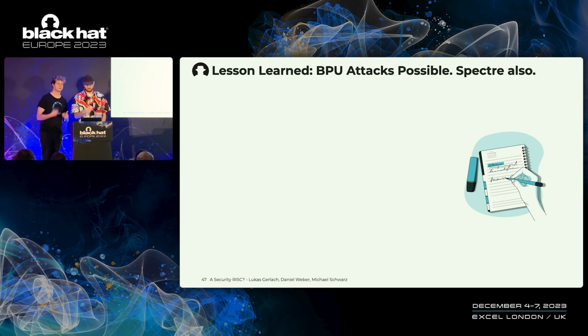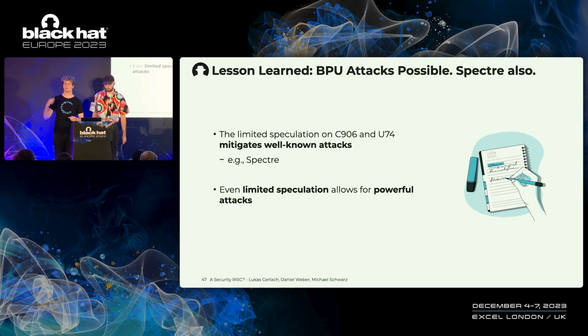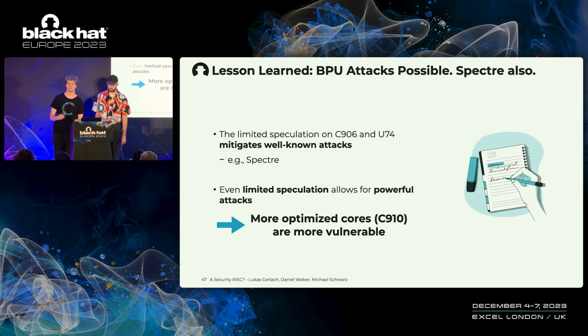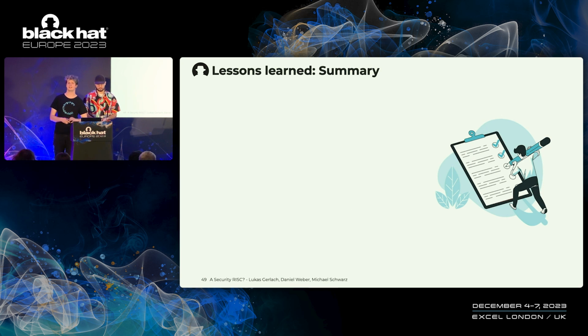Okay, and so the lesson that we take from that is that BPU attacks are possible, and the limited speculation on some of those machines mitigates some well-known attacks, for example, Spectre. But the thing is, even with that limited speculation, you can do a lot of powerful things. But once you have more optimized CPUs, like the one that arrived in our lab 2 weeks ago, the problems come again. And we again have Spectre on RISC-V. So by that, we want to conclude for today and keep a little bit of track of what we've seen on those machines. So for once, let's summarize that again.